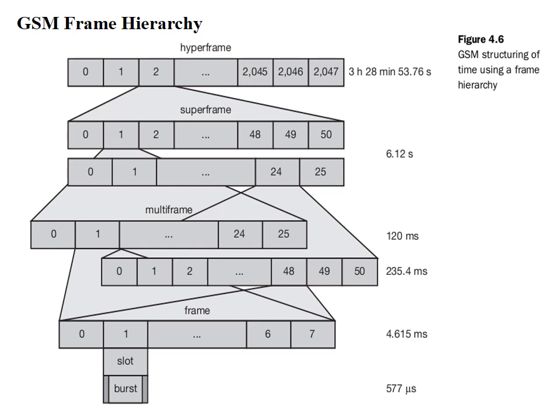A complete hyperframe is sent about every 3 hours, 28 minutes and 54 seconds, and it is important to GSM since the encryption algorithm relies on a particular frame number, and sufficient security can only be obtained by using a large number of frames as provided by the hyperframe.